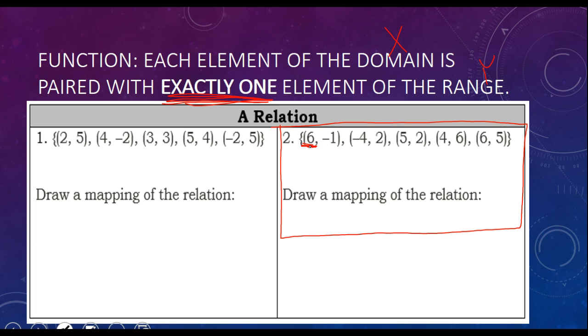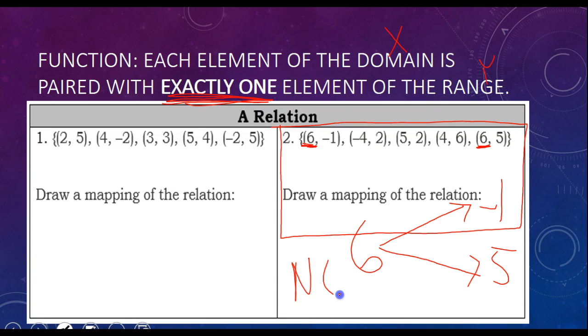So if we start with example 2 first, I have 6 for an x value. And what I want to do is take a look at the other x values and see if I have another 6, which we do. So you have two 6s there. If you were going to draw an actual mapping, the 6 would be paired up with the -1 and the 6 would be paired up with the 5. So it's going to go against our definition of a function. So this one would be no.